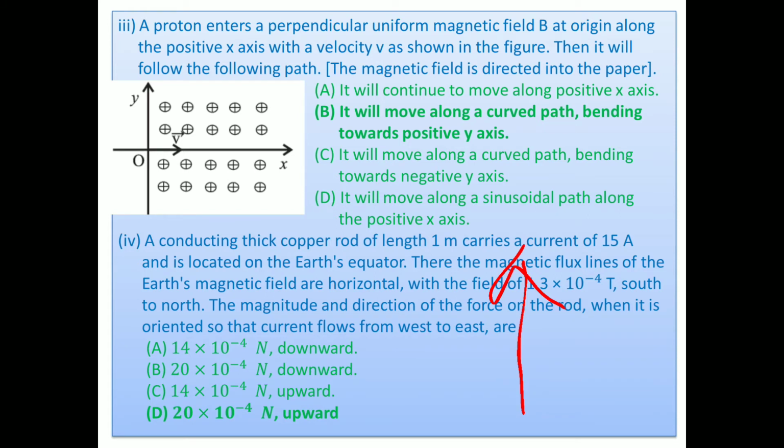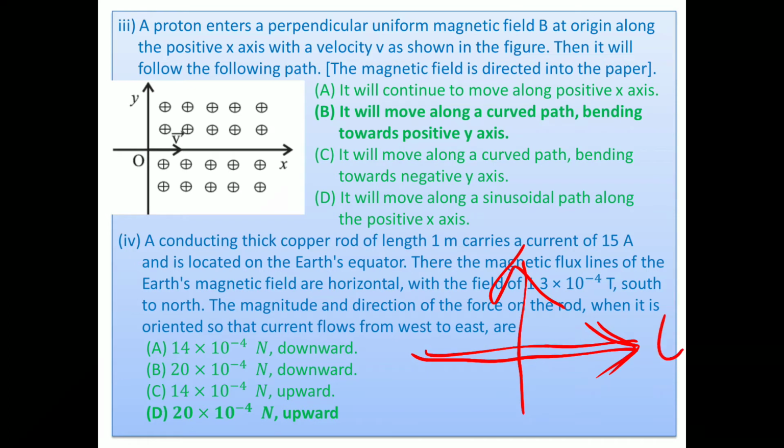And then find the magnitude and direction of the force on the rod when it is oriented so that current flows from west to east, which means from Mumbai to Kolkata, in this direction. Look here, this is a conductor carrying a current in this direction, and this is the direction of the magnetic field. Both are in the plane. Then where is the force?